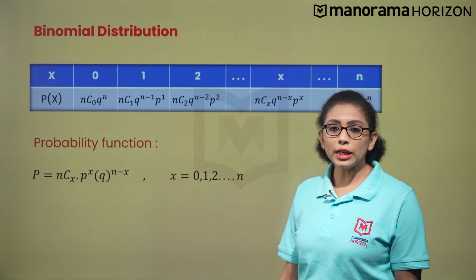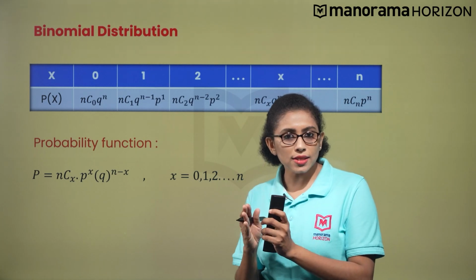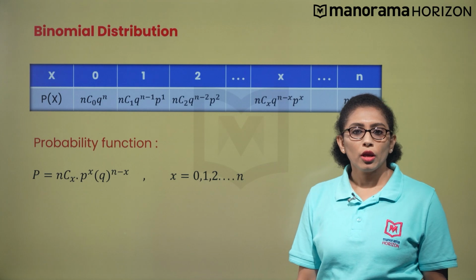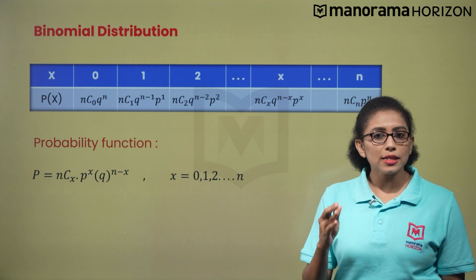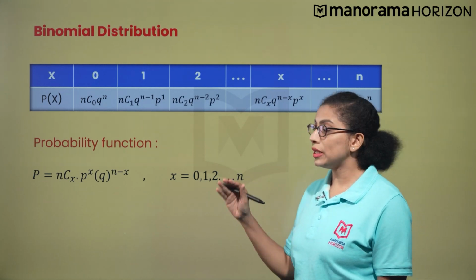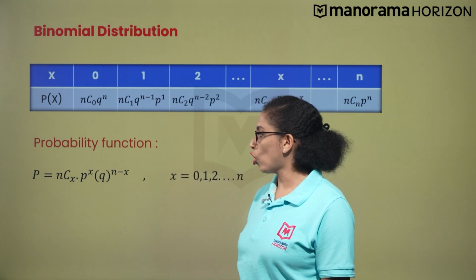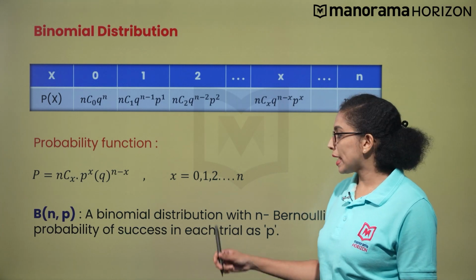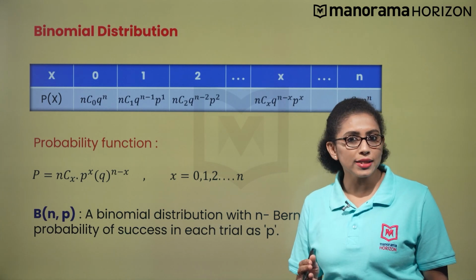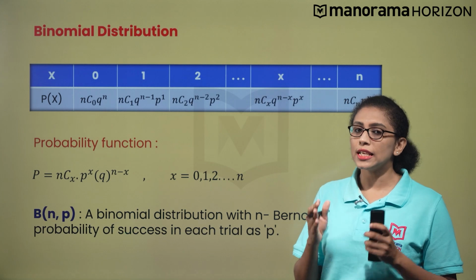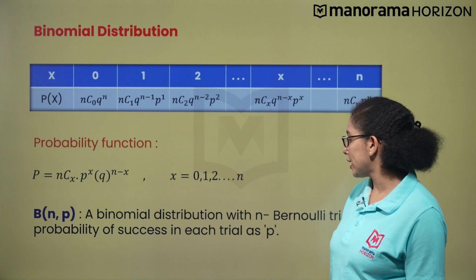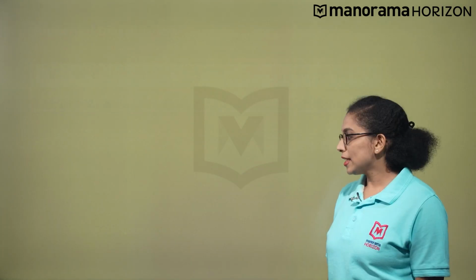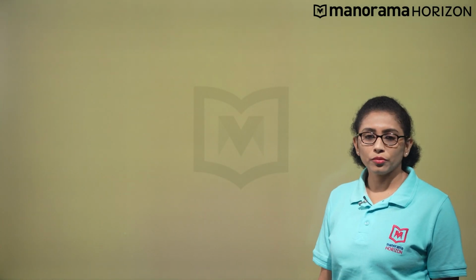Now, the probability of x successes is denoted by p of x, where p of x is called the probability function of the binomial distribution. A binomial distribution with n Bernoulli trials and probability of success p in each trial can be denoted as b of n comma p. Let's see one example.